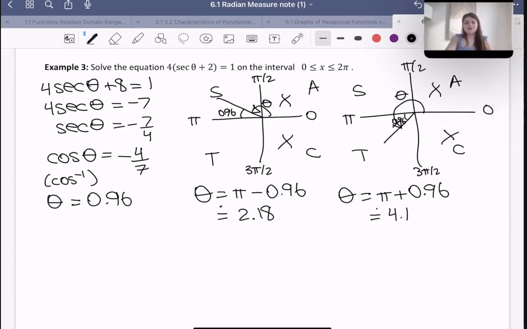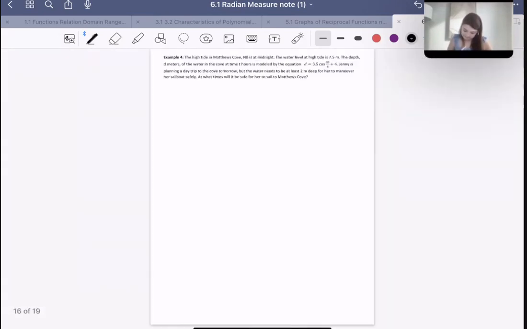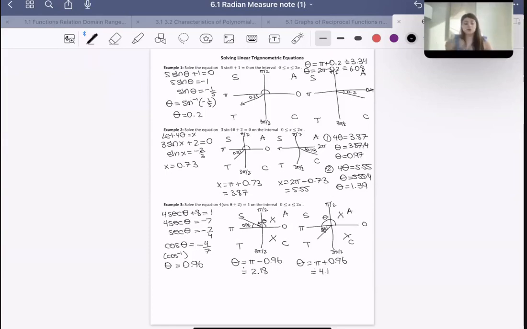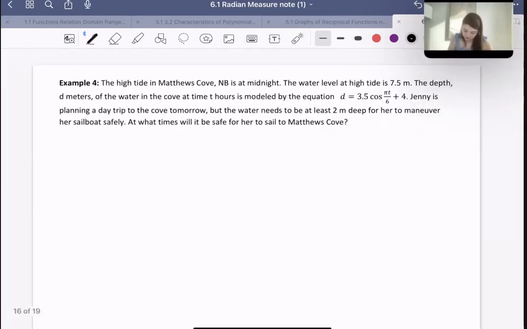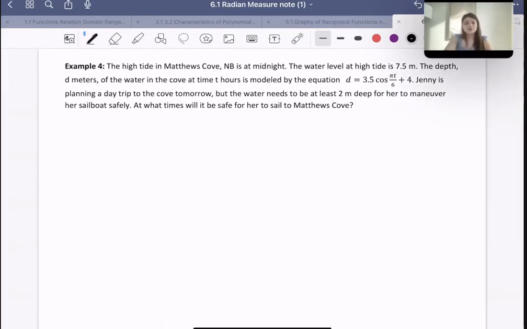All right, let's do one more word problem today. Or I guess one word problem. I guess these other ones weren't word problems. So let's do a word problem related to this as well, because some questions on the test, hint, hint, might be word problems for this. This one says the high tide in Matthews Cove in New Brunswick is at midnight. The water level at high tide is 7.5 meters. The depth d meters of the water in the cove at time t hours is modeled by this equation.